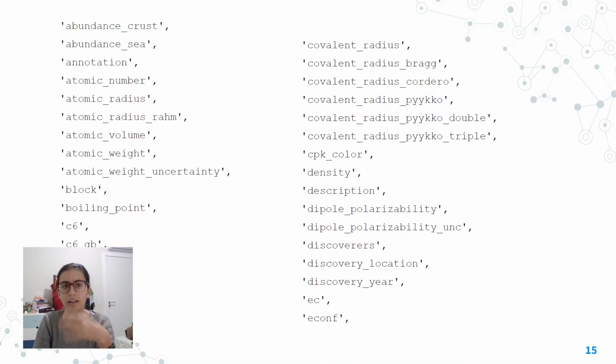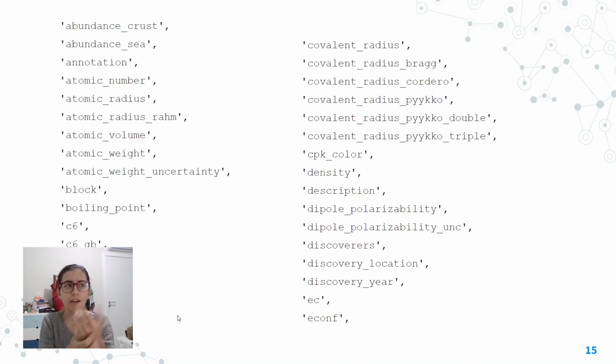Annotations: if there's any extra annotation in the data of the element. C6 is the dispersion coefficient. There's also the Chemical Abstracts Service identifier. I don't know where it is. Oh no, it's the CAS, sorry, the last one in the first column. It's a code for identifying the numbers, like the worldwide convention.